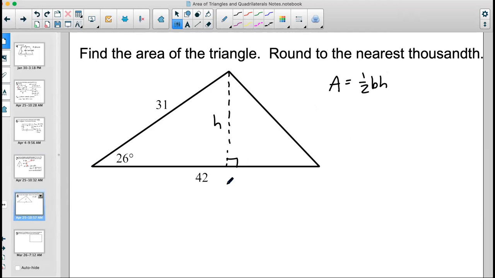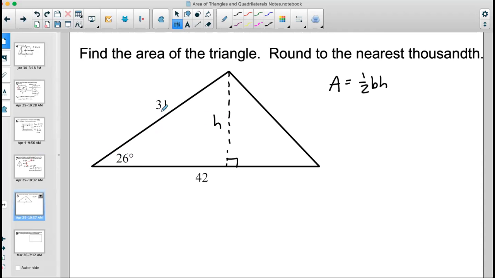This is h. I don't know what it is, but maybe you can see that there's a right triangle right here. This side is something less than 42, this side is 31, and this side is h. And I know this angle. And since this is a right triangle, I can use my right triangle trig relationship, which says that the sine of this angle is h over 31. Sine is opposite over hypotenuse.